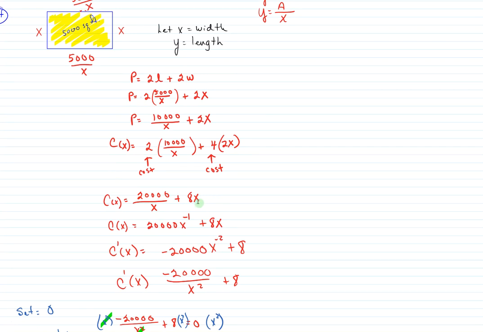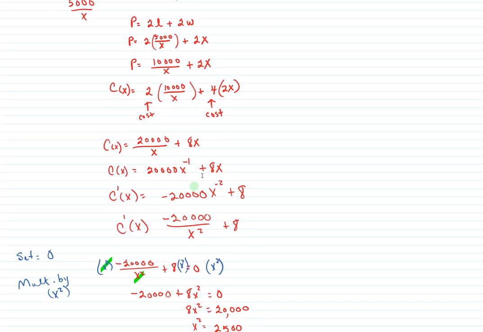Now, if I've got to take the derivative, remember we often rewrite things. So I'm going to rewrite this to be 20,000 x to the negative 1 plus 8x. When I take the derivative, I get negative 20,000 x to the negative 2 plus 8. And I'm going to write it back in the other form. So c prime of x is negative 20,000 over x squared plus 8.